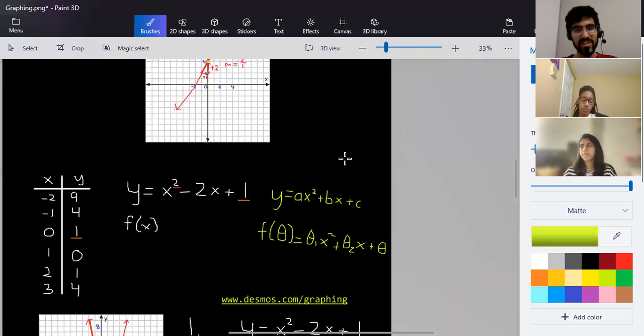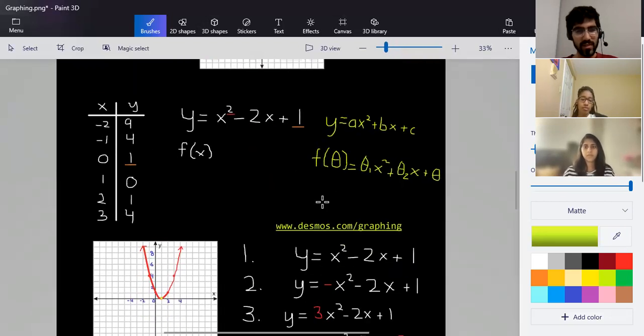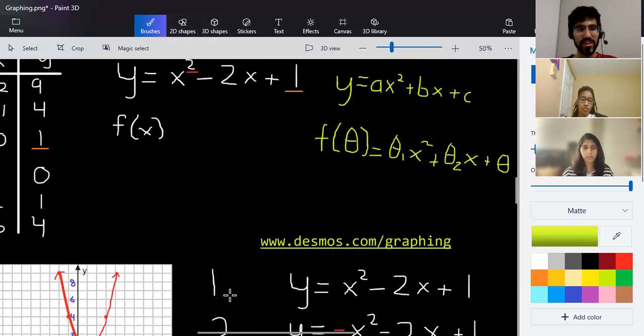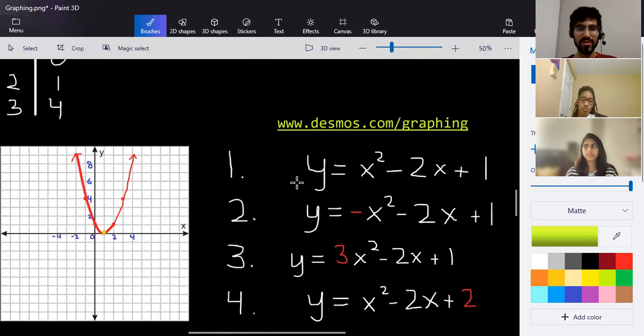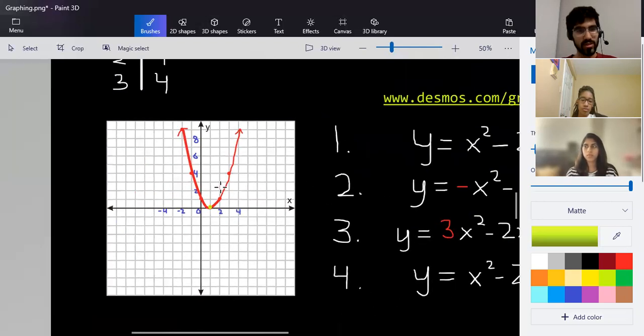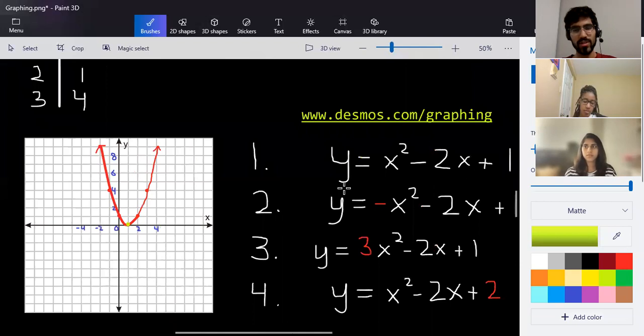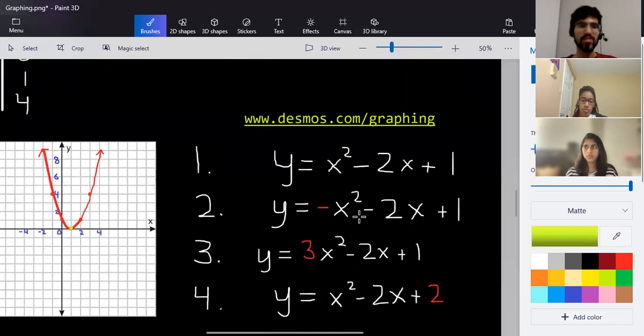So anyways, that's that. Here's a bonus. If you want to get a preview of grade 10 and what you spend all day doing for some reason or the other, you take that first equation we had, y equals x squared minus 2x plus 1, and then you just randomly mess with it. Like, what if I added a negative here? What would happen? What if I added a 3 here? What would happen? What if I added a 2 here? What would happen?